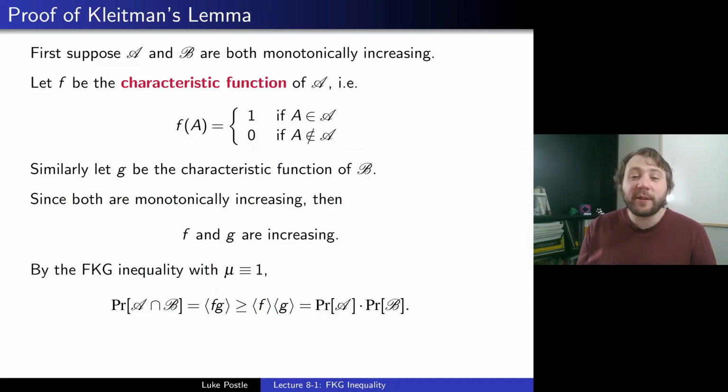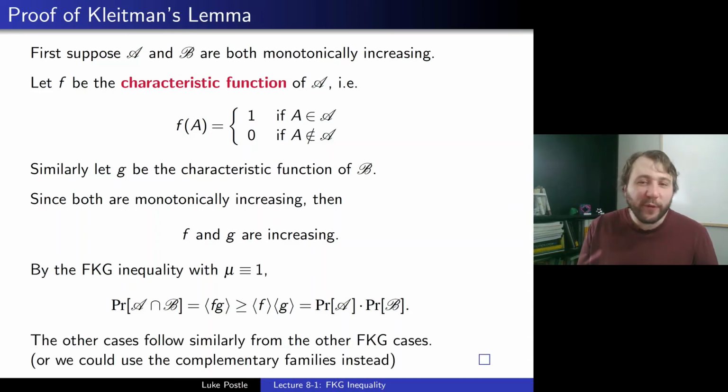We'd be interested in where A intersect B, which happens to be 1 when both f and g are 1, when you're in both sets. So that is indeed that product there. So that's a very nice use of the FKG inequality, and the other cases would follow similarly. So we'd use characteristic functions, and you'd have them be both decreasing, and you get the same sign, or if they're opposite, then the sign is reversed.